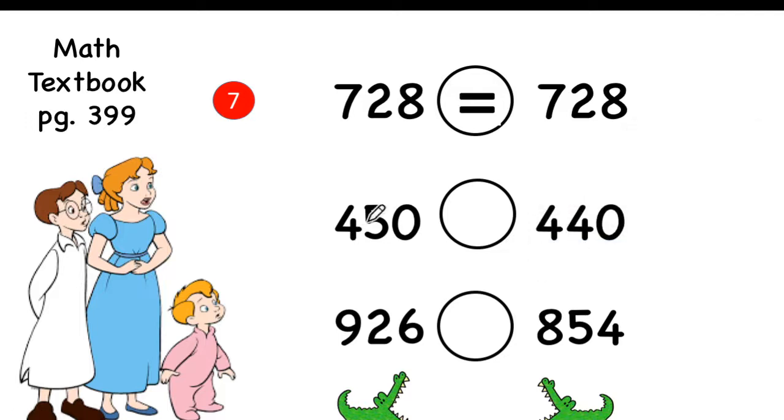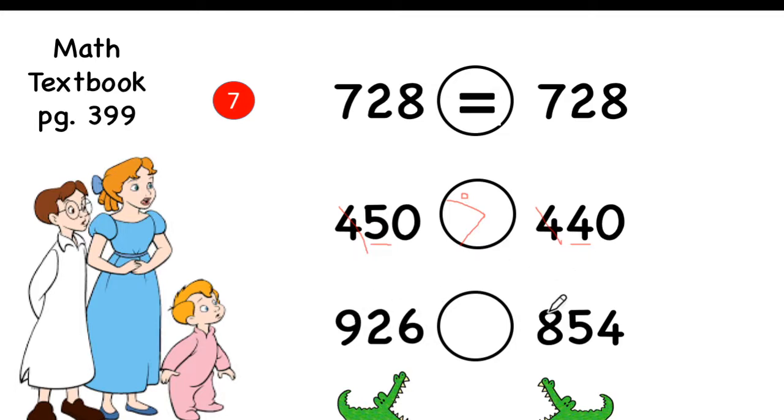We have 450, 440. Again, we cannot use the hundreds. We will use the tens, not a big deal. 5 and 4, which one is greater, 5 or 4? 5 is greater, so which crocodile will come and eat it? That one or that one? That one. Or my favorite Pac-Man comes and eats the bigger number, looking with his eye on the greater number. Let's go to the next one.